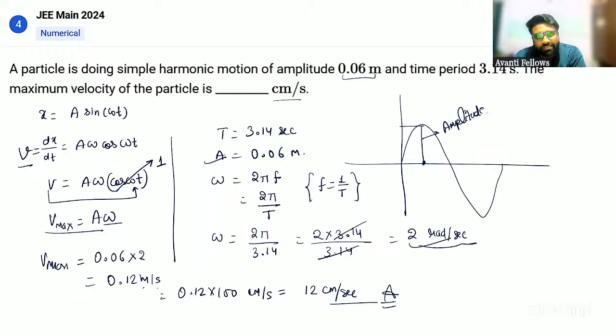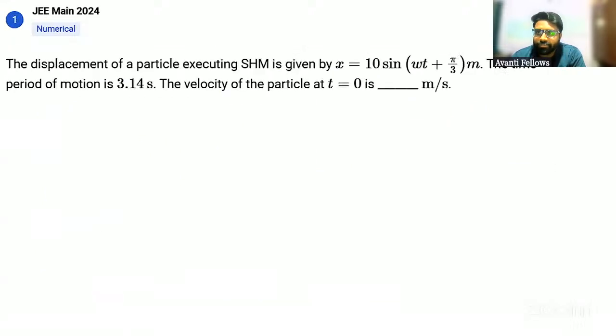Any kind of doubt, guys? If you are having any kind of doubt, you can use the chat box or unmute yourself and then ask any kind of doubt. ठीक है?